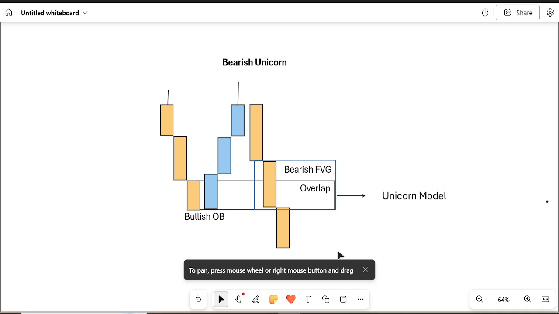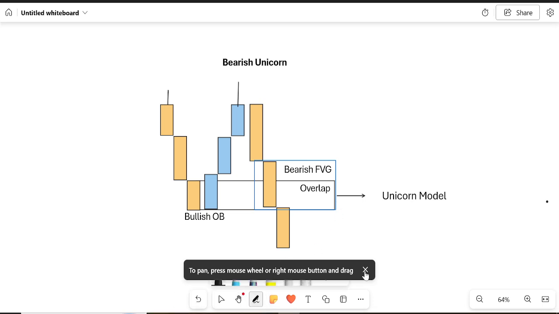The unicorn model is a strong ICT PD array that forms after the ICT market structure shift. If you don't know about the market structure shift, you can scroll into my channel and find the market structure shift video. It is strong because it forms after a structure shift. Secondly, it is a combination of two PD arrays, like a breaker block and a fair value gap. So two PD arrays overlap to form the unicorn model. That's why it's a strong PD array.